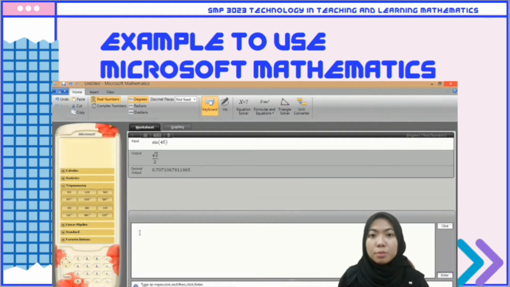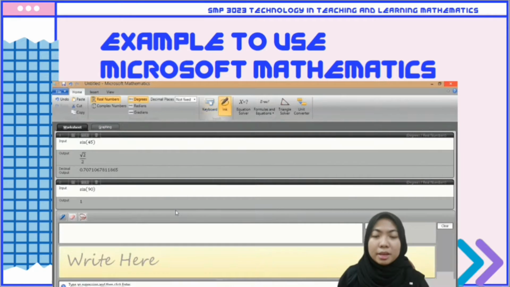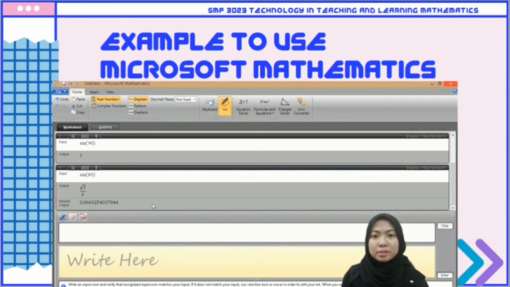Also, we can use keyboard to type the equation. Sine 90, and then click enter on the right side. So we will get the answer is 1. Or we can use the ink given, so we can write it. Software will detect what we write. So, and then we need to enter, so we will get the answer.